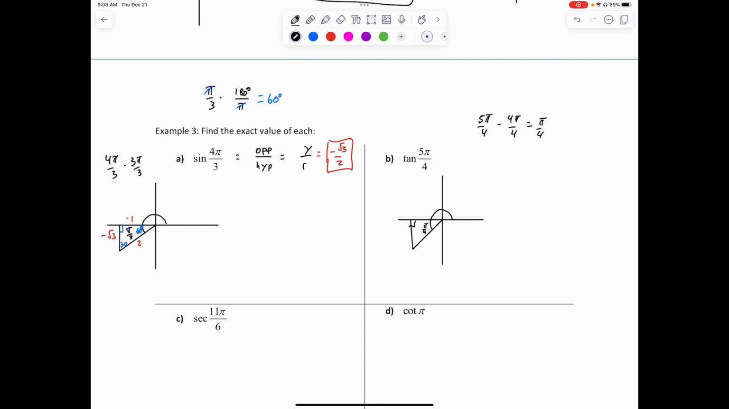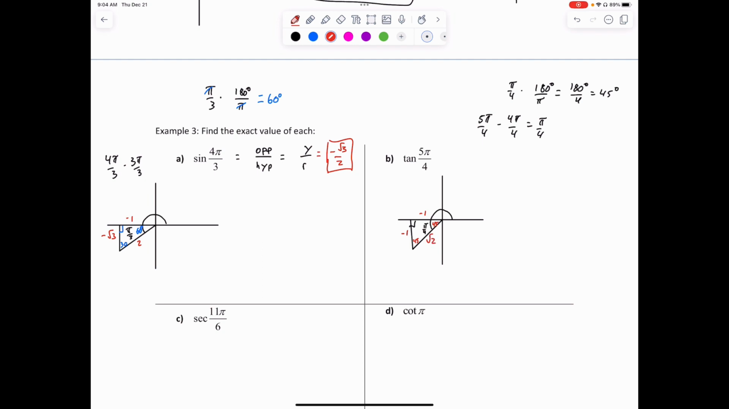And pi over 4 is a fourth of pi, which should be the same in degrees as a fourth of 180, which is 45 degrees. So we're still dealing with a 45, 45, 90 triangle. You could also do the same conversion I did here if you want. Pi over 4 times 180 degrees for every pi gives me 180 degrees over 4, which is 45 degrees. But in any case, this special right triangle is -1, -1, radical 2.